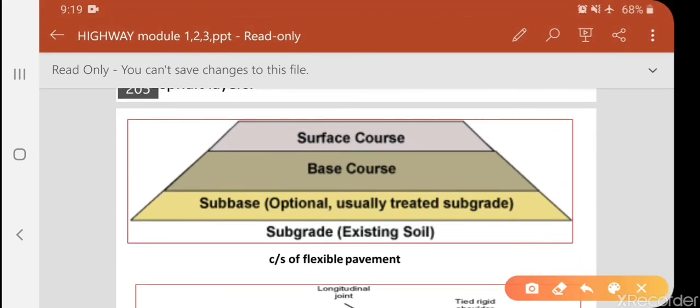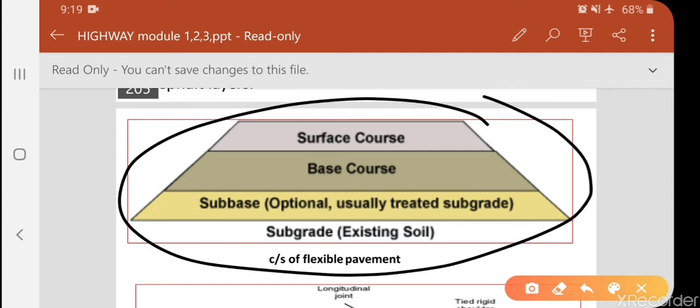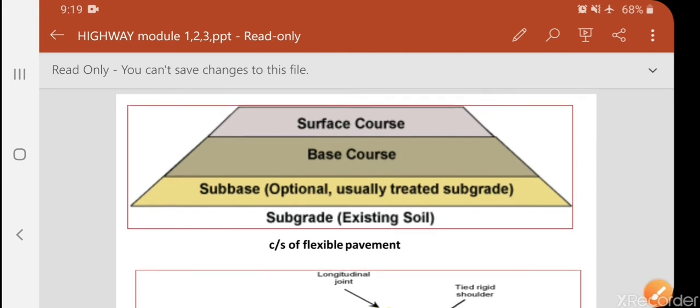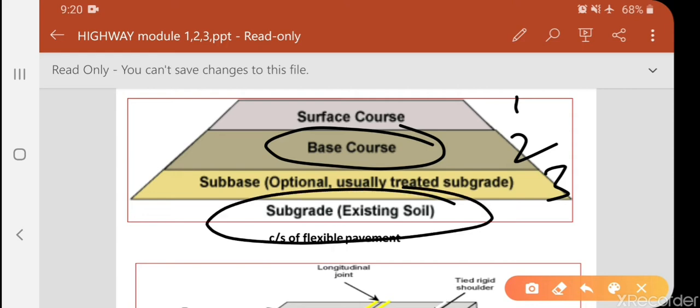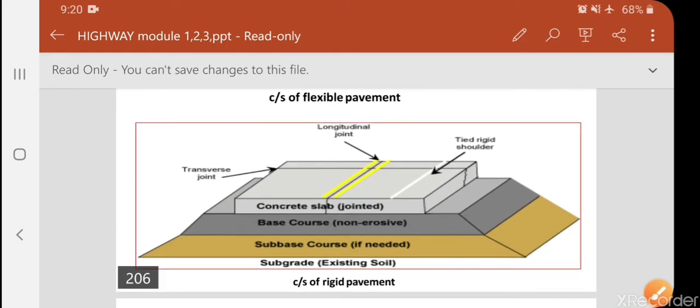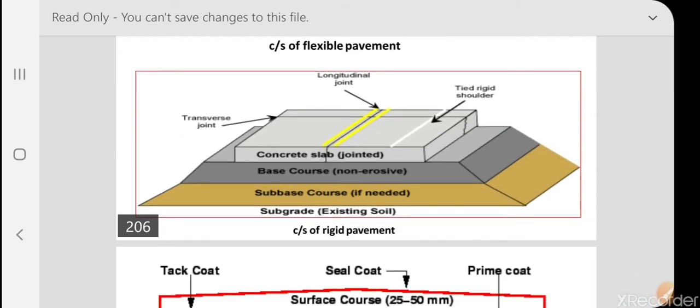In this figure, if they ask in an examination for the cross section of a flexible pavement, we should write about the first layer, which will be the surface course. Here the vehicles are moving. This is known as the surface course. Below the surface course, the base course will be there. This will be our second part, and the third part will be the sub base. That one is optional, usually provided to protect the subgrade. Otherwise, the subgrade will get damaged by the impact.